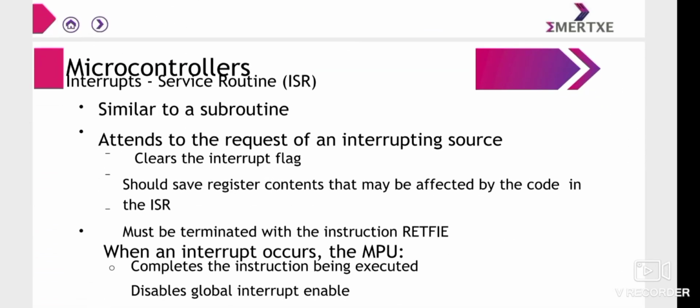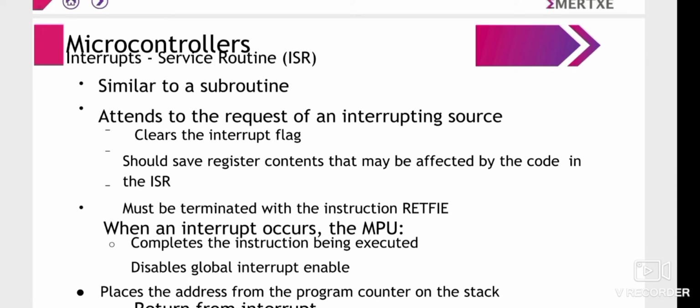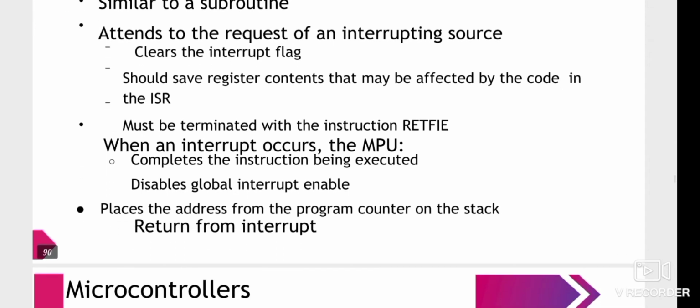Interrupt service routine, ISR. Similar to a subroutine, it attends to the request of an interrupting source, clears the interrupt flag, and should save register contents that may be affected by the code in the ISR. When an interrupt occurs, the MPU, microprocessor unit, completes the instruction being executed, disables global interrupt enable, and places the address from the program counter on the stack, written from the interrupt.